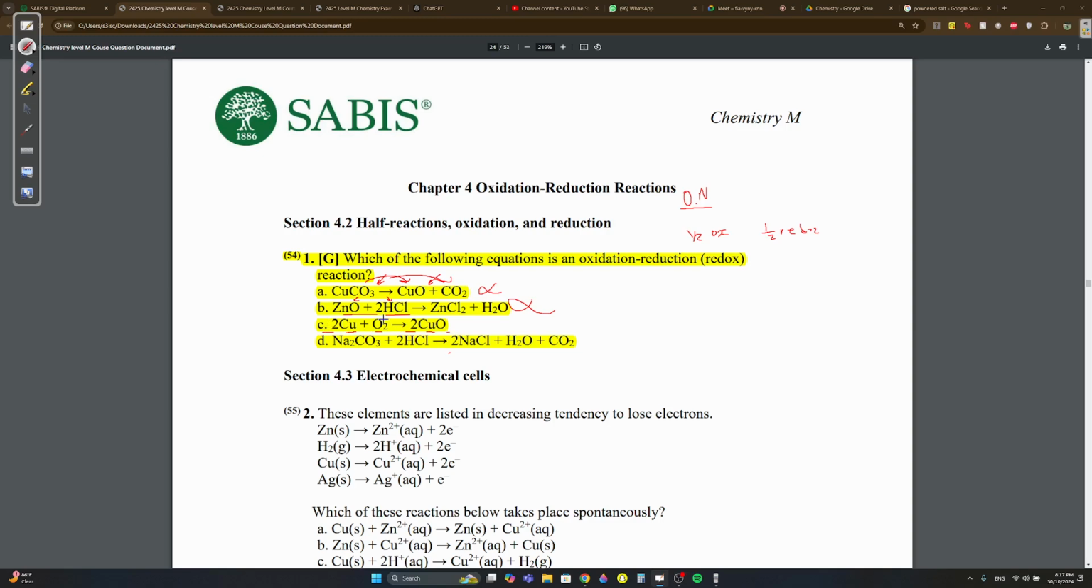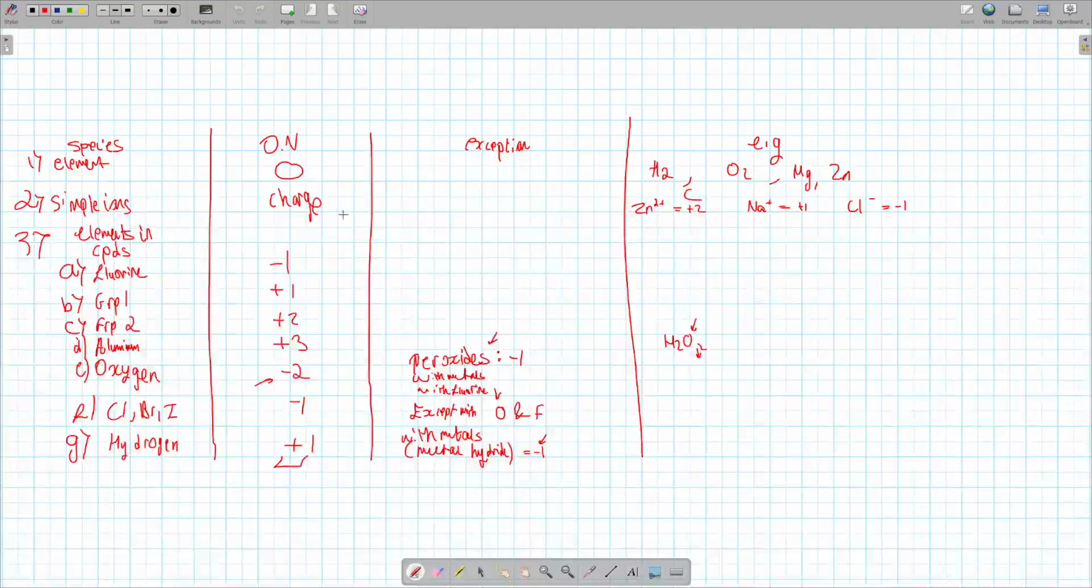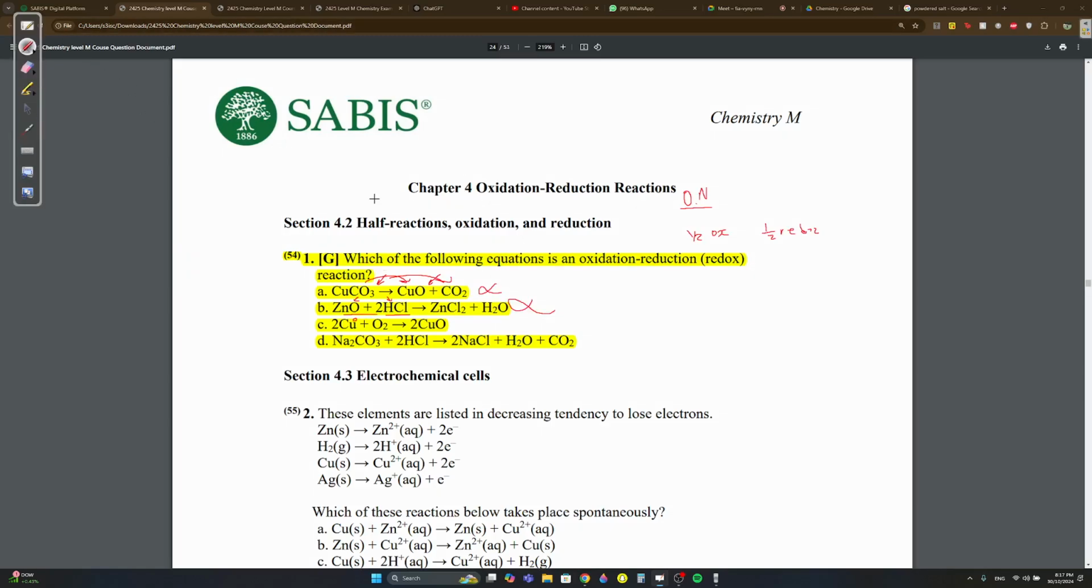Cu plus O2 gives CuO. Here, we don't know, so we're going to use the oxidation number method. Cu in this case is 0, because, if you remember, I explained in my chapter 4 recording, any element on its own is 0. So copper here was 0, O2 here was 0. O here is what? -2.